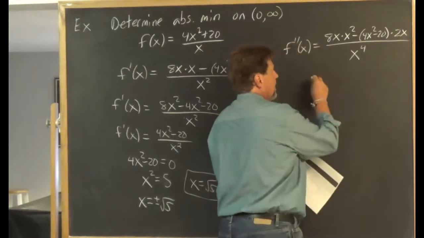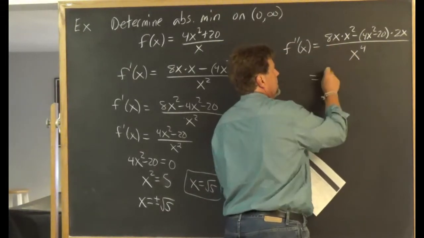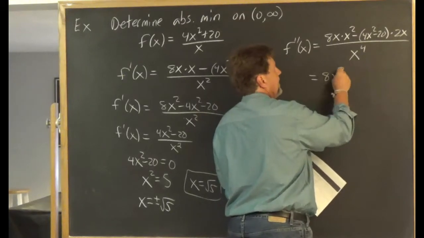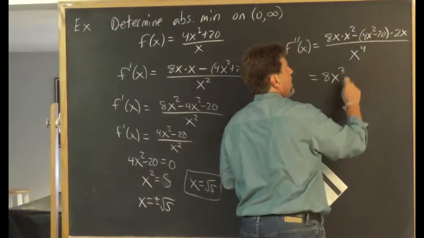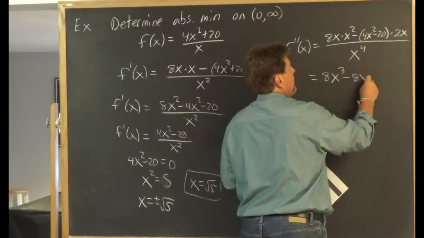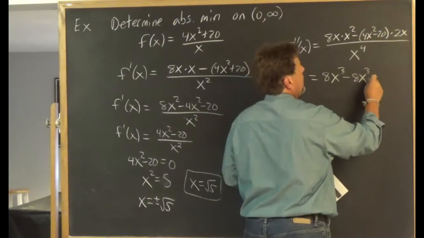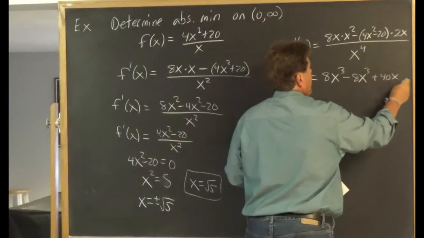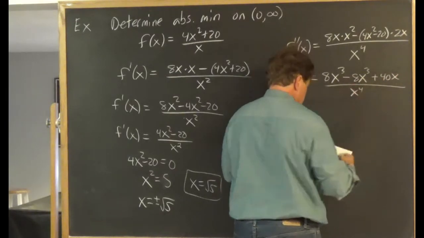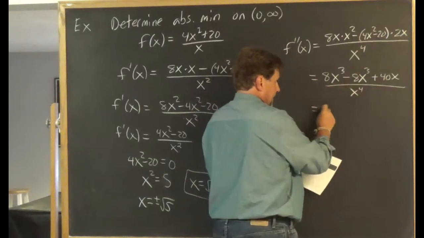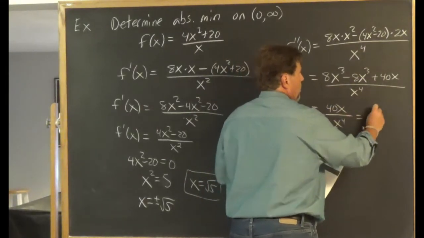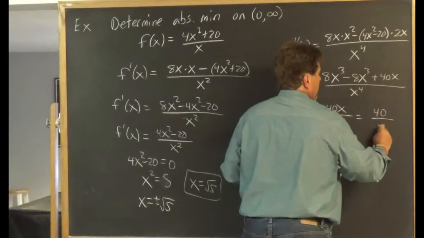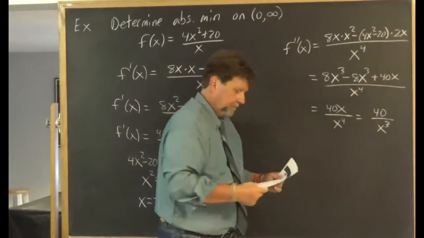I'm going to clean this up just a little bit because it doesn't take much to say that's an 8x cubed. And then I'll distribute a negative 2x here to get a negative 8x cubed plus a 40x. And notice that that immediately simplifies down to a 40x over x to the 4th. Or, how about that? 40 over x cubed.